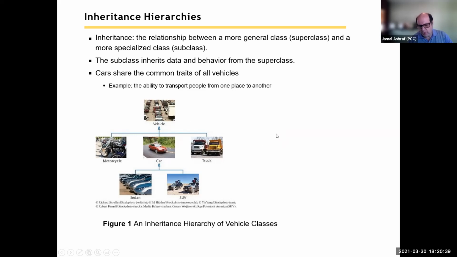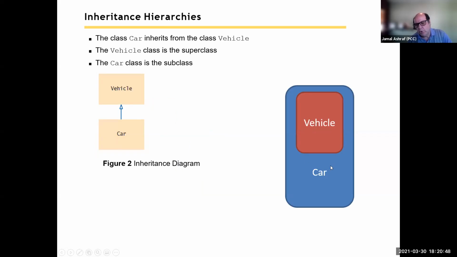We call this the superclass, and we call the other one the subclass. If the car doesn't have any additional stuff, then the car becomes the vehicle. We don't need an extra class. So when we're creating a subclass, the subclass has everything that the superclass has, plus something additional. That's the way we're going to define our subclass versus the superclass.